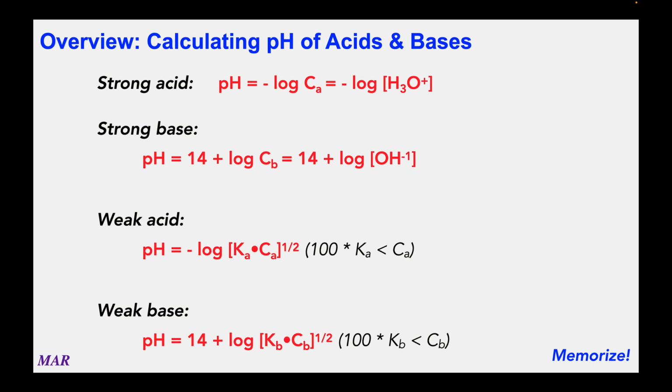Now for weak systems, assuming 100 times K is less than C, pH equals minus log square root Ka times Ca. And for weak bases, it would be pH equals 14 plus log square root Kb times Cb. And again, these four equations help me out a lot. That's why I'm sharing them with you. I encourage you to memorize them so you don't have to think about it too much. Good to go.